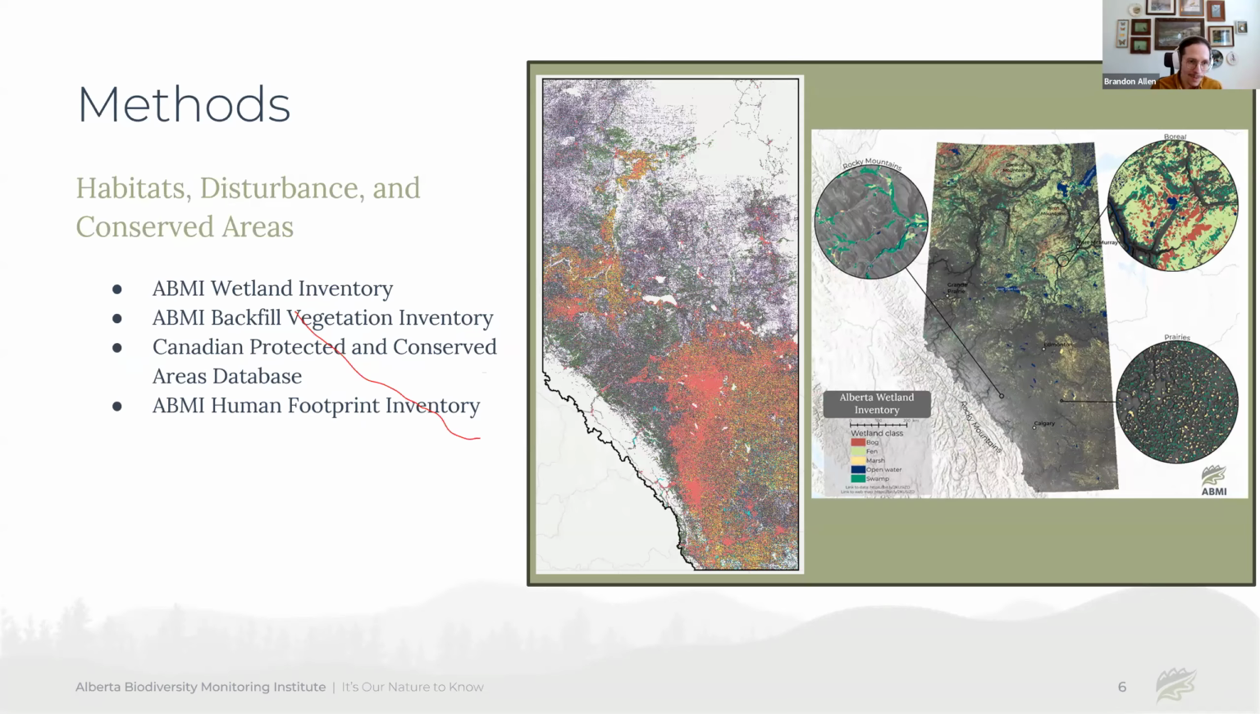So yeah, a very brief overview of some of the datasets that we use. From the habitats, disturbance, and conserved areas perspective, we use two land cover inventories. We use the Alberta Biodiversity Monitoring Institute's wetland inventory. This is a remotely sensed product where we've been able to map the distribution of 5 wetland classes across Alberta. This is in alignment with the classification system from the provincial government as well, the Alberta Wetland Classification System. So you can see on the right here the distribution of bogs, fens, marshes, swamps, and open water wetlands.